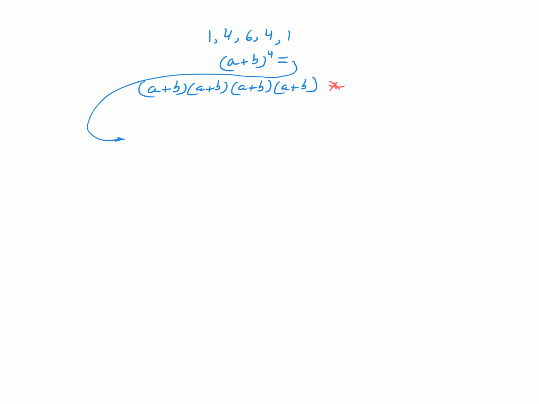So, taking the coefficients, I'm going to go 1 ab plus 4 ab plus 6 ab plus 4 ab plus 1 ab. Now I'm going to look at the exponents. The exponents of a start with the expansion power 4 and descend in order: 3, 2, 1, 0. The exponents of b start at 0 and ascend all the way up to the expansion power, 3 and 4.